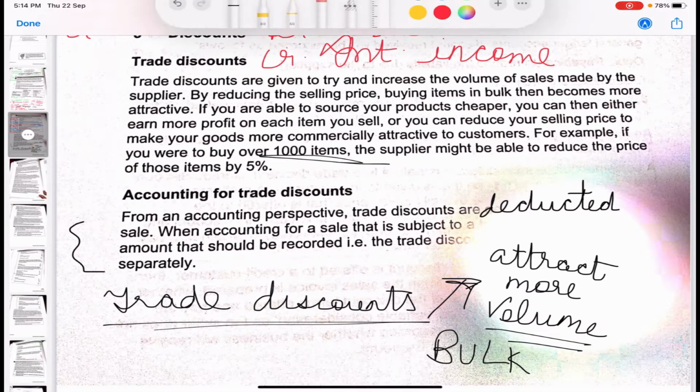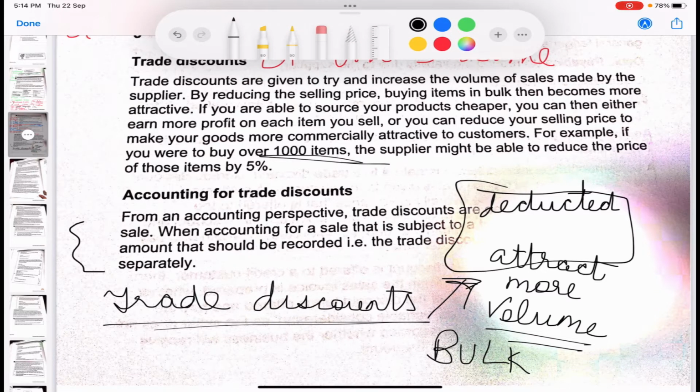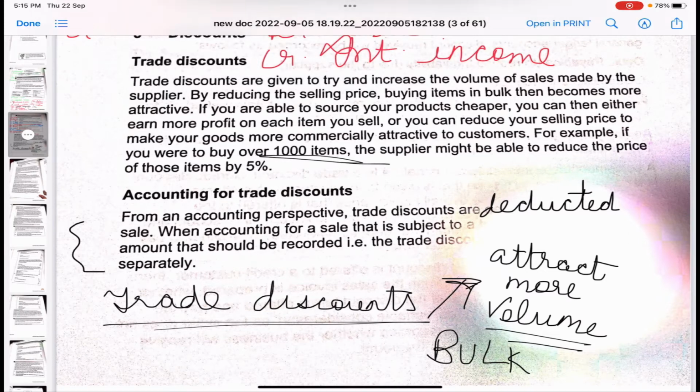Here there is a blur, so something has been missed, but I will read it out for you. From an accounting perspective, trade discounts are deducted at the point of sale. When accounting for a sale that is subject to a trade discount, it is the net amount that should be recorded. The trade discount does not get recorded separately.